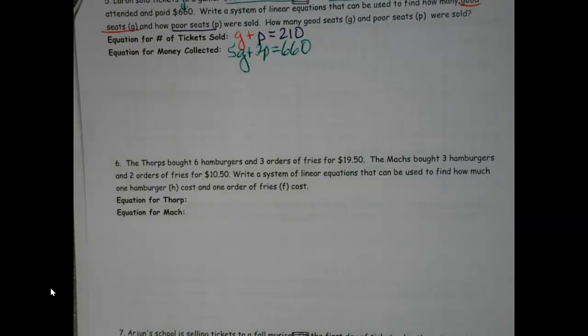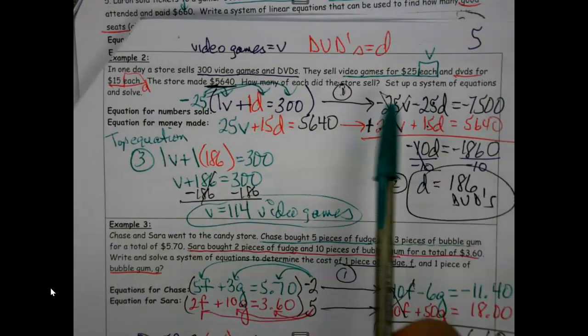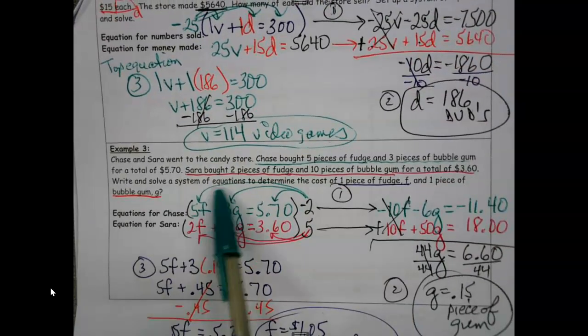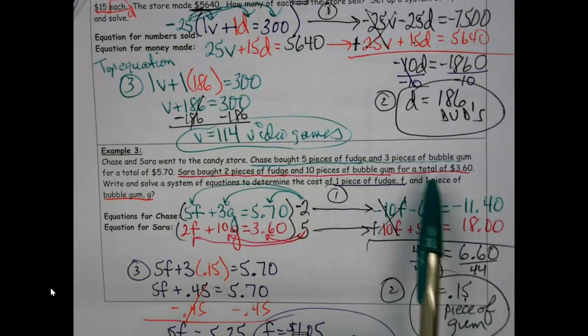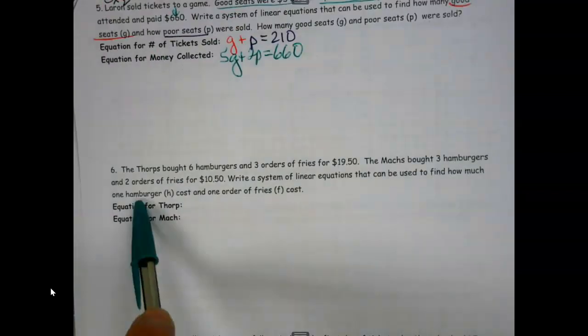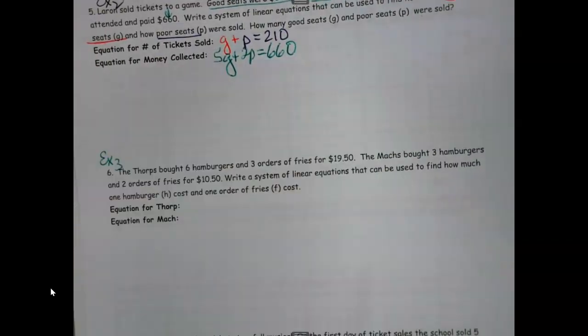The Thorpes bought 6 hamburgers and 3 orders of fries for $19.50. The Moxes bought 3 hamburgers and 2 orders of fries for $10.50. Write a system of linear equations to be used to find out how much 1 hamburger and 1 order of fries cost. So I start to look at my examples again, and I'm like, how many did each of the stores sell? Write and solve the cost of 1 piece of fudge and 1 piece of bubble gum. 1 hamburger, 1 order of fries. I'm pretty sure that's it. So I'm going to use example 3 as my helper. And so I do it one more time.